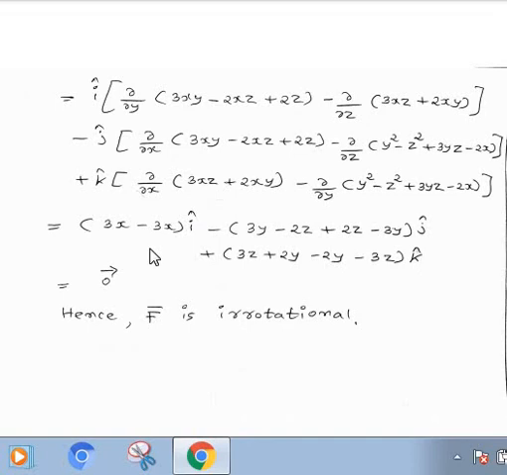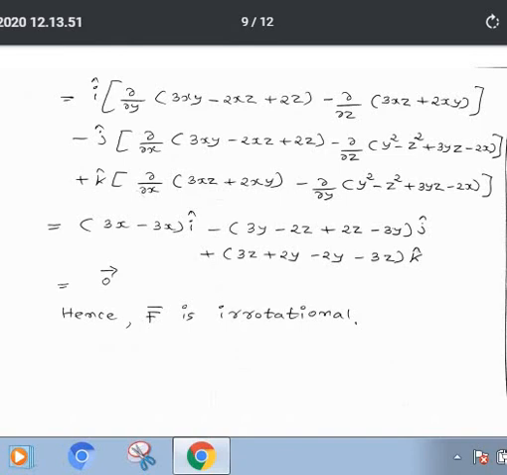Over here 3x and 3x will cancel out, 3y will cancel out, 2z and 2z will cancel out, 3z and 3z will cancel out, 2y and 2y will cancel out. So overall the result is the 0 vector. Hence we can say that the given vector field f bar is irrotational.